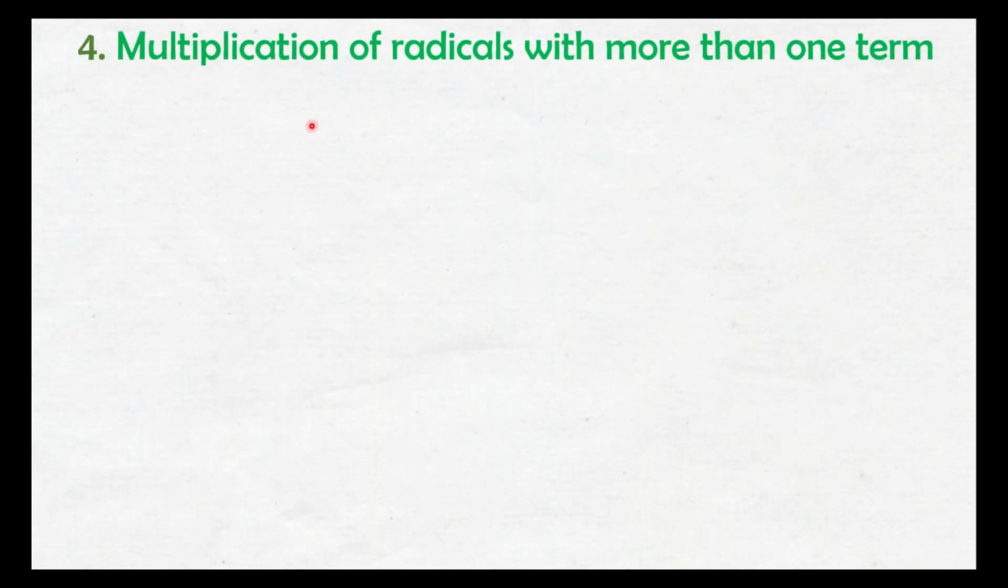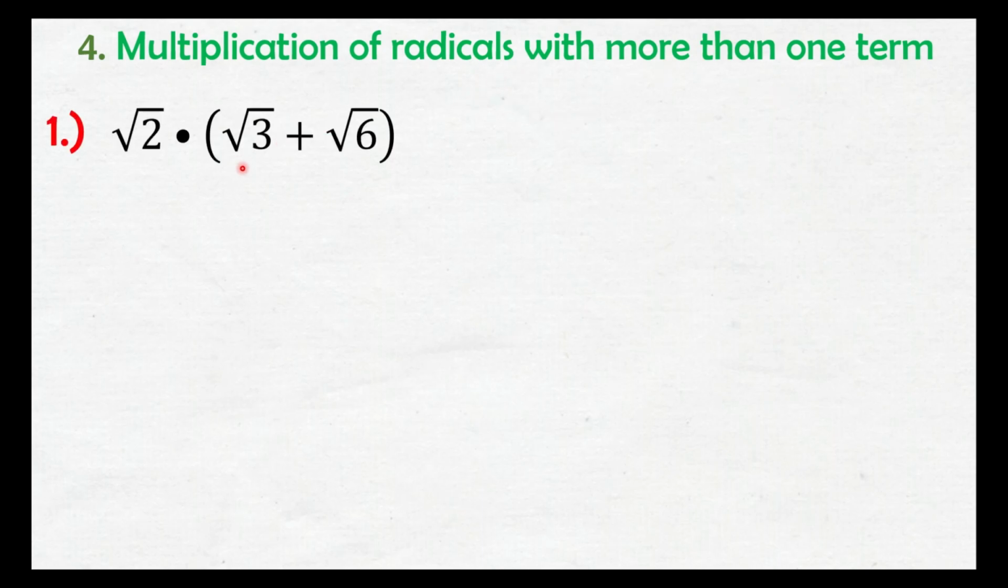Number 4, multiplication of radicals with more than one term. Yung mga previous natin na mga examples, it involves one term lang, di ba? Paano kung more than one term yung pinag-multiply natin? Paano yung process? So, bigay tayo ng example. Example ito, square root of 2 times quantity, square root of 3 plus square root of 6. So, it involves two terms, di ba? Familiar naman kayo dun sa mga monomial, binomial, trinomial, polynomial. So, this is binomial since meron tayong dalawang term. So, paano yung process natin dyan?